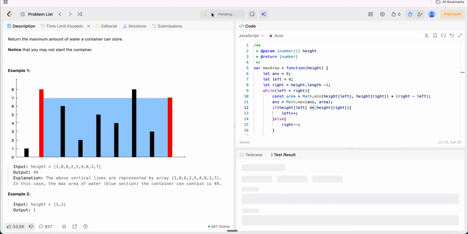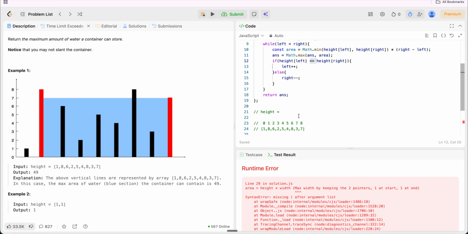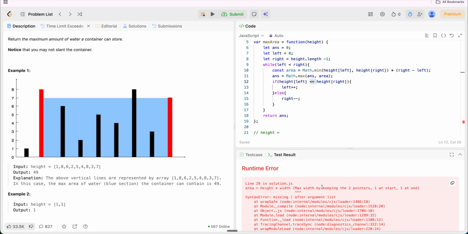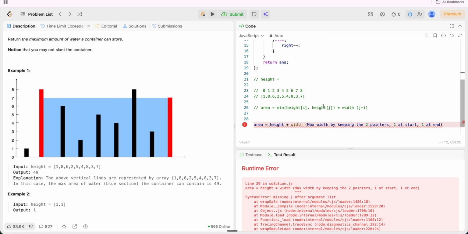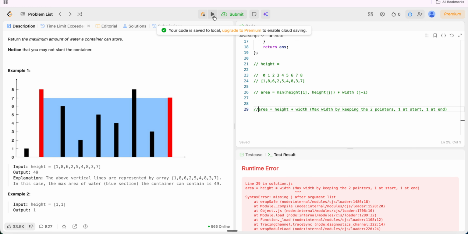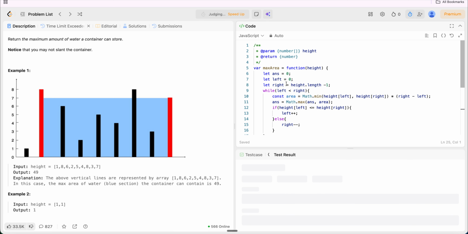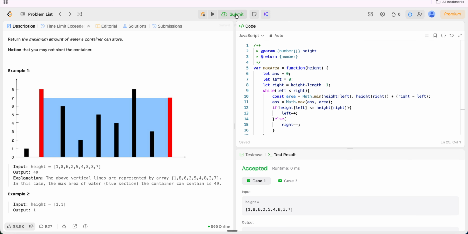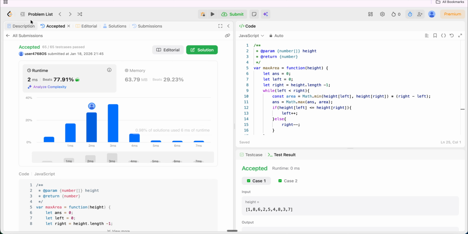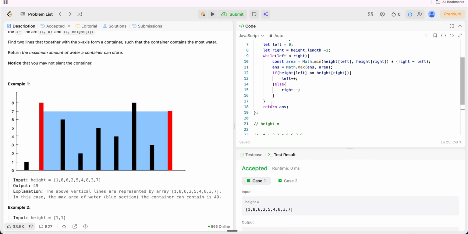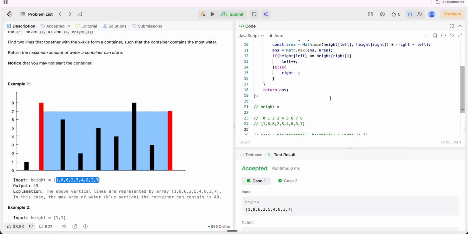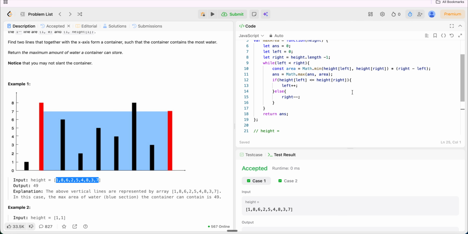So now let's try to run this solution. Let's submit it. Yeah, it works. The time complexity of this solution is big O of n, because we are just iterating over all the elements in the array at most once, and there is no extra space used, so the space complexity is big O of 1.